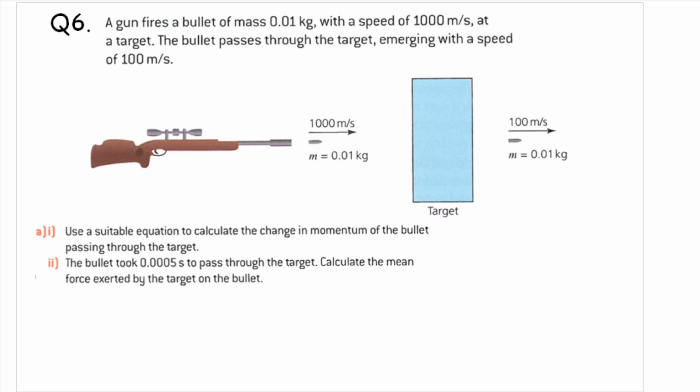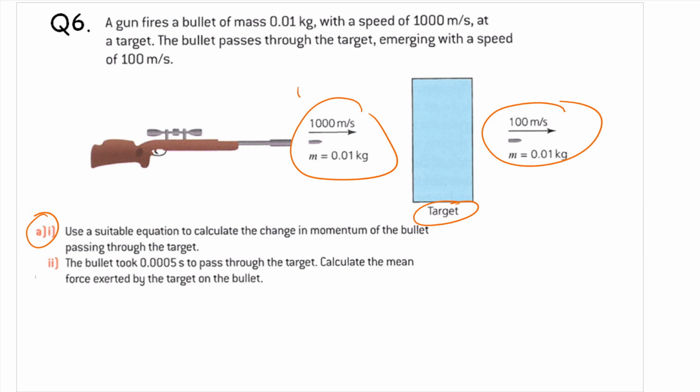Okay, a gun fires a bullet of mass 0.01 kilograms at 1,000 meters a second. It goes through the target and slows down. It has the same mass, but it slows down to 100 meters per second. A, calculate the change in momentum.